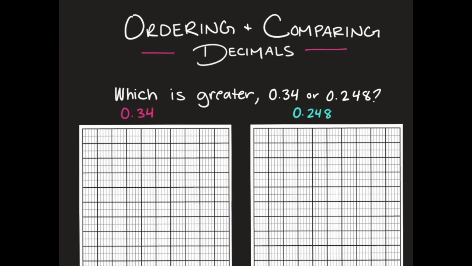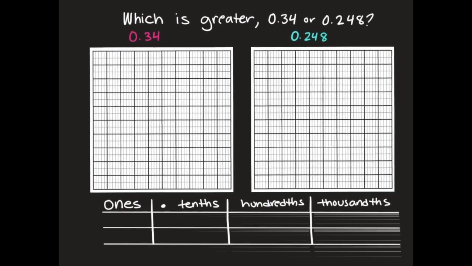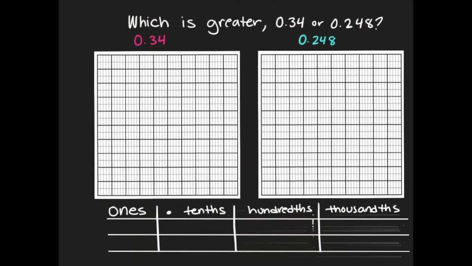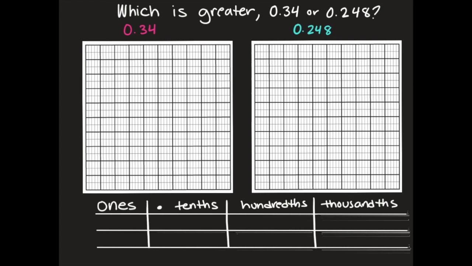For today's lesson, we're going to order and then compare decimals. So the first question I have is, which is greater, 34 hundredths or 248 thousandths? So I'm going to use our thousands grids to shade in these decimals so that you can actually see which one is greater, but I'm also going to put them down in this chart.